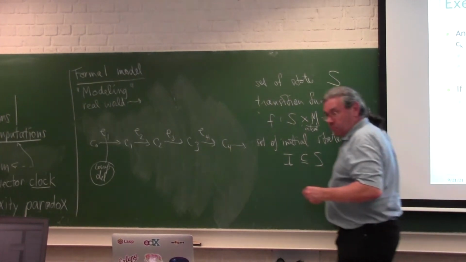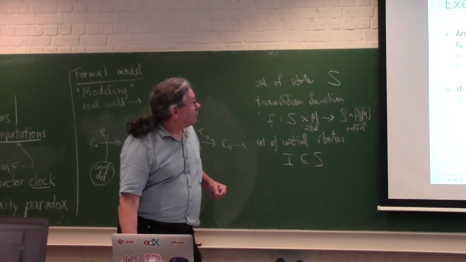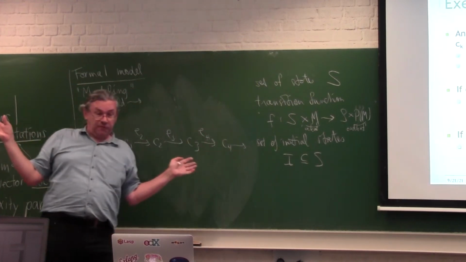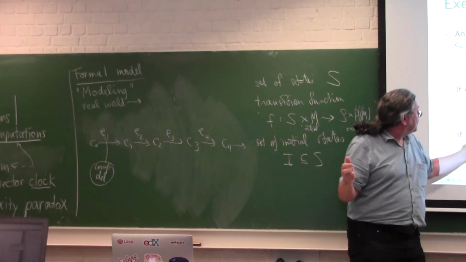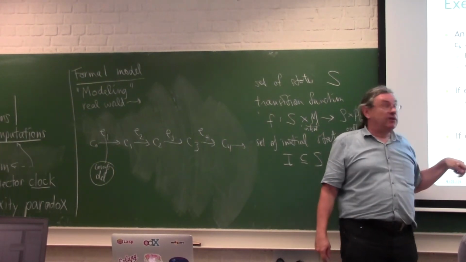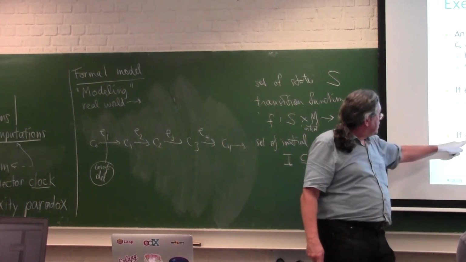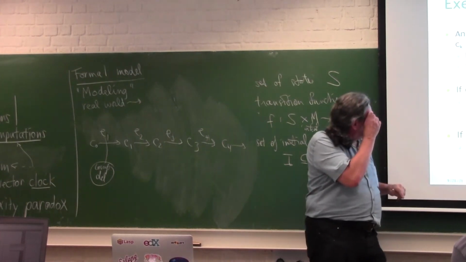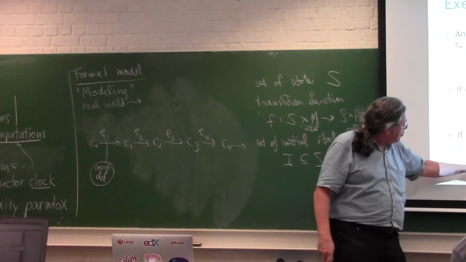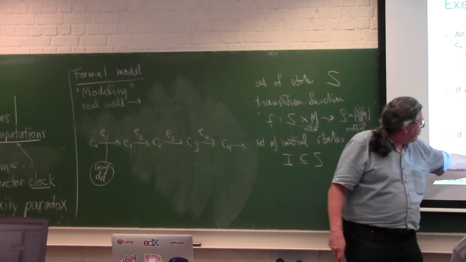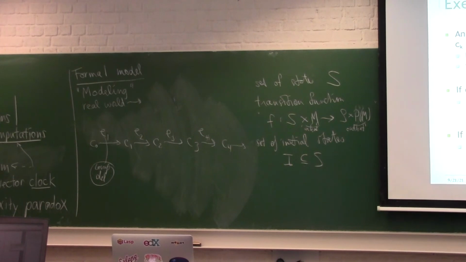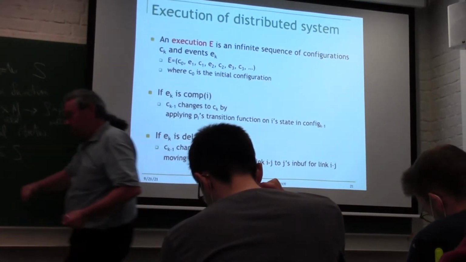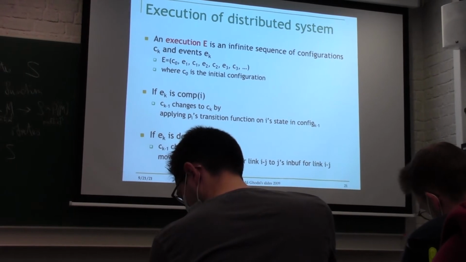So e_k can be comp i. It can also be a del. And those are the only two things. There's only two kinds of events. So the del is for delivery. So if the event is a del event, then the configuration changes by moving message m, as I already explained before, from i's outbuff on the link ij, to j's inbuff. So the message hops from one node to the other, like that, instantaneously in our model.